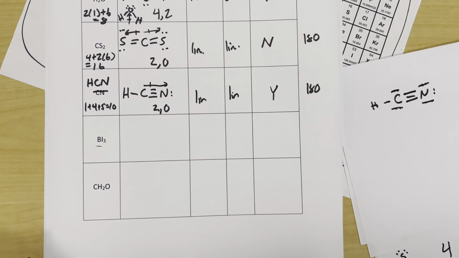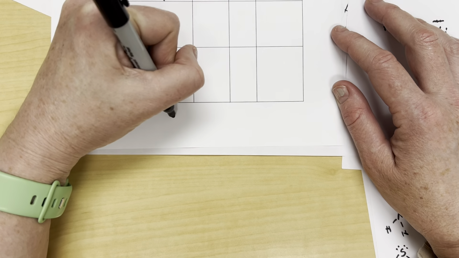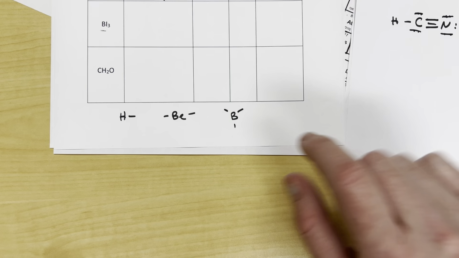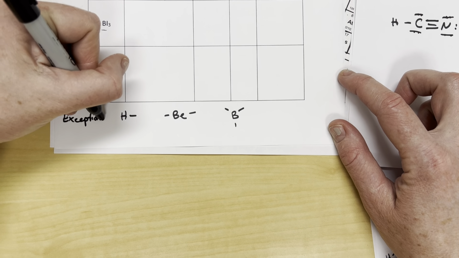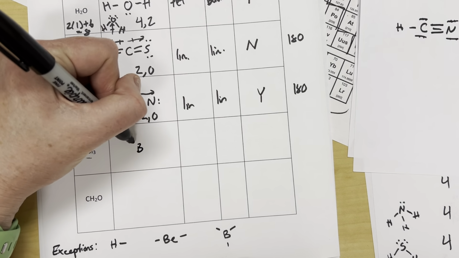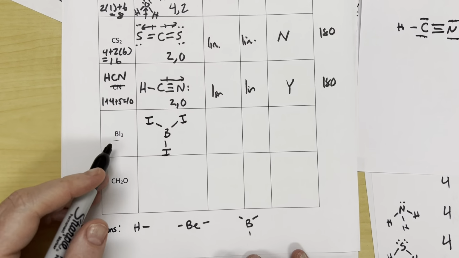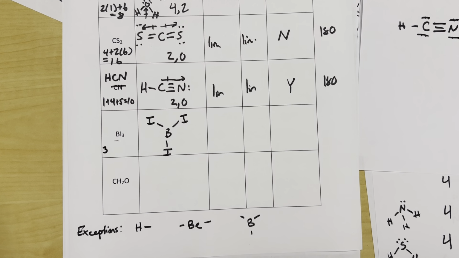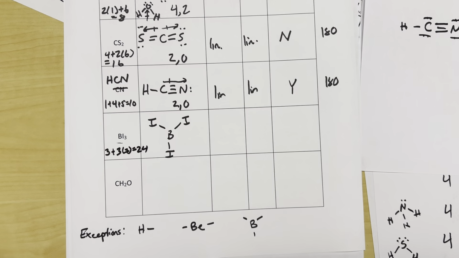BI3, there's something special about boron. Remember the exceptions? We said hydrogen makes 1 bond, beryllium makes 2, and boron likes to make 3. Okay, those are our exceptions. So when we go to put it together, we put boron in the center, and we add the 3 I's. I didn't count up electrons, but I should. It's a hint because boron only has 3 valence electrons, so when you look to find boron, you'll say, oh, it's only got 3. Plus 3 times 7 for a total of 24 valence electrons.